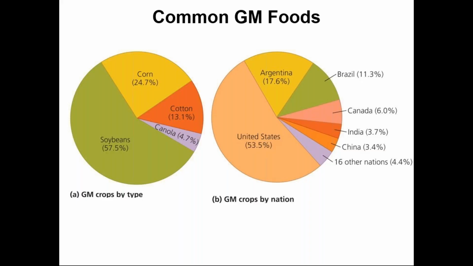So common GM foods by trait, if you look, the largest is that of soybeans, which is 57.5%, followed by corn, cotton, and canola. Almost all the soybeans grown in North America and South America are GM soybean or the Roundup Ready soybean. If you look at the nations growing genetically modified crops, India does find a place here, accounting for about 3.7% of the global GM crops. That is because cotton is a major crop in India, and most of the cotton grown is the Bt cotton.